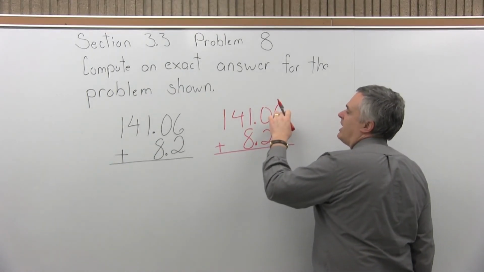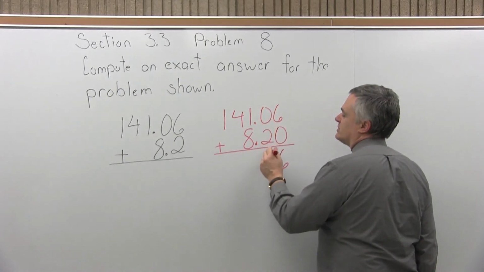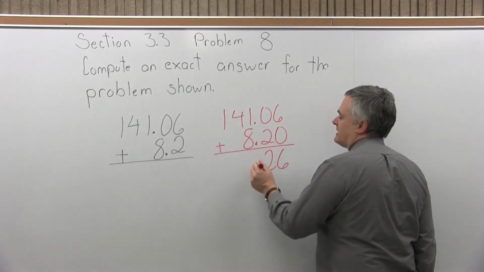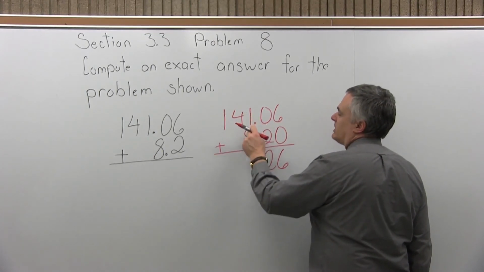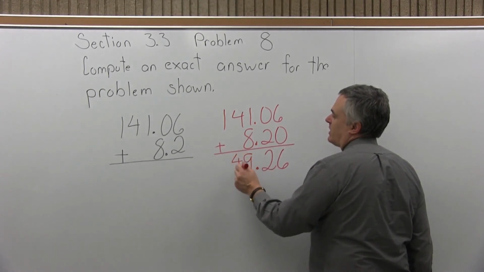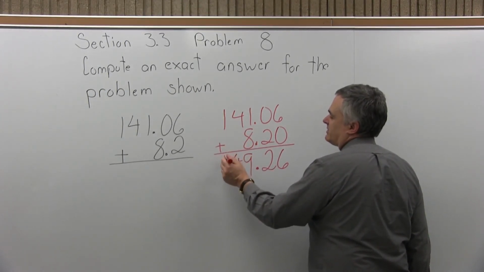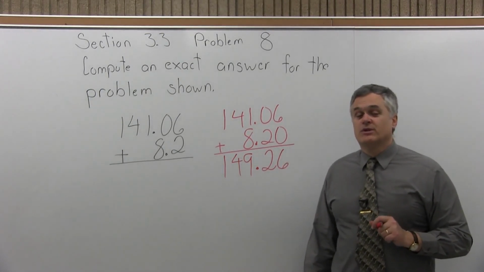So now I'll do 6 plus 0 is 6, 0 plus 2 is 2. That decimal that's lined up comes straight down. It stays lined up into the answer. 1 plus 8 is 9. 4 plus nothing underneath it is 4. And also 1 plus nothing underneath it is 1. So the final answer is 149.26.